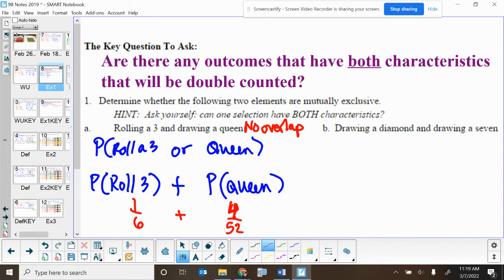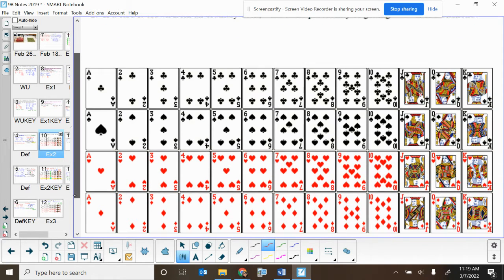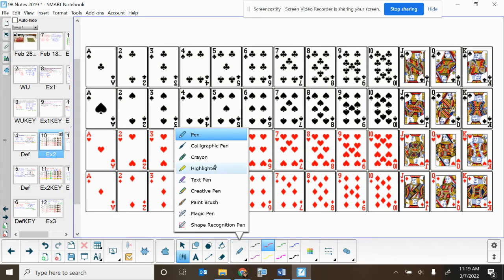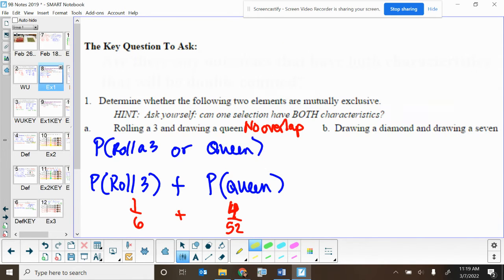The probability of drawing a diamond and drawing a 7, if I go back to my cards and I look at a 7, the 7s are here and the diamonds are here. I do have one overlap, and that is the 7 of diamonds, one card that overlaps. So I will come back here and I will say that it's the probability of getting a diamond, or the probability of getting a 7.